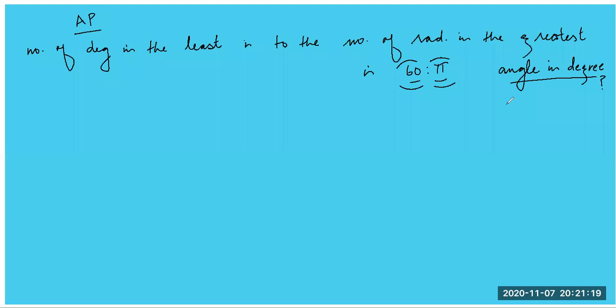Suppose two lines are in the ratio 1 is to 2. It doesn't mean 1 centimeter is the length of one line. It may be 3 centimeter and the other may be 6 centimeter, but the ratio is 1 is to 2. This is the mistake students normally make.